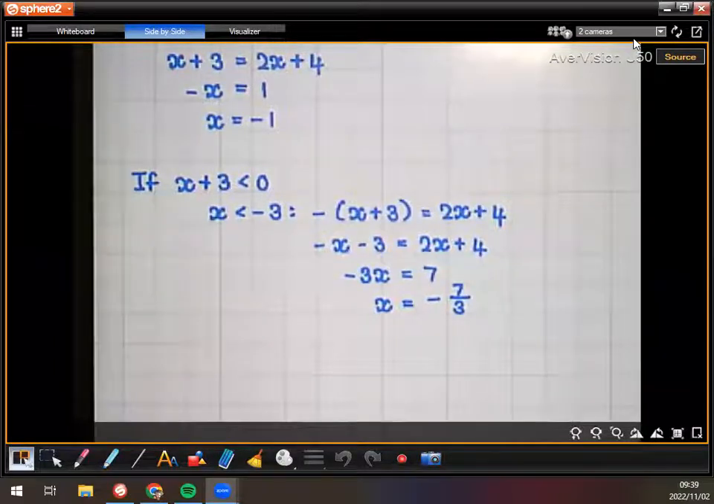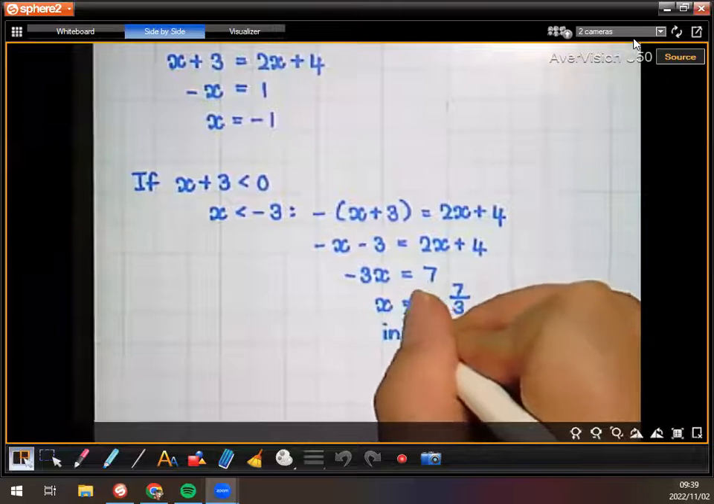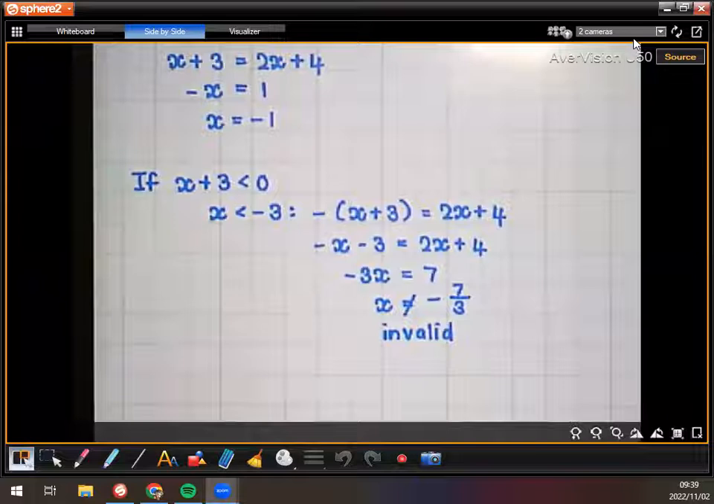So that was in the condition that I said. I said that x would be smaller than negative 3. So is negative 2 and a third smaller than negative 3? It does work. Have to check both ones, please. Yes.